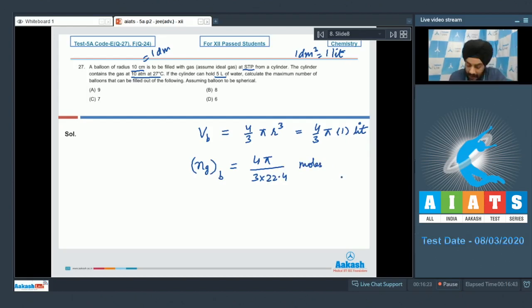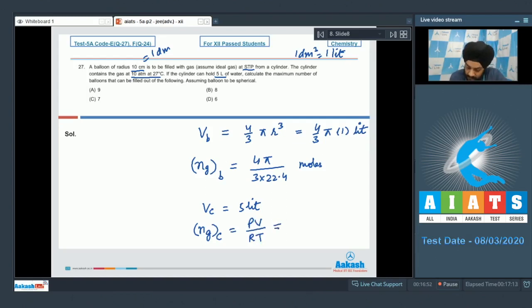Now we can talk about the total number of moles of air present inside the cylinder. It is given to us that the cylinder can hold 5 liters of water. So the volume of the cylinder is equal to 5 liters, and the cylinder contains the gas at 27 degrees C and 10 atmosphere. So we can calculate the total number of moles of gas inside the cylinder under these conditions. This will be equal to PV upon RT.